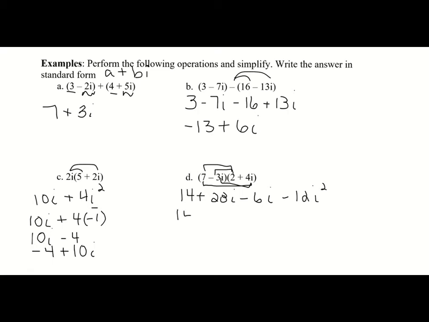I'm going to start off, combine the middle terms. So I have 14 plus 28i minus 6i will give me 22i, minus, and then I have 12, and that i squared, remember, make that a -1. So -12 times -1 will give me a +12. And then we can add the 14 and the 12 together. So that's going to give me 26 plus 22i. We'll write it in complex form.